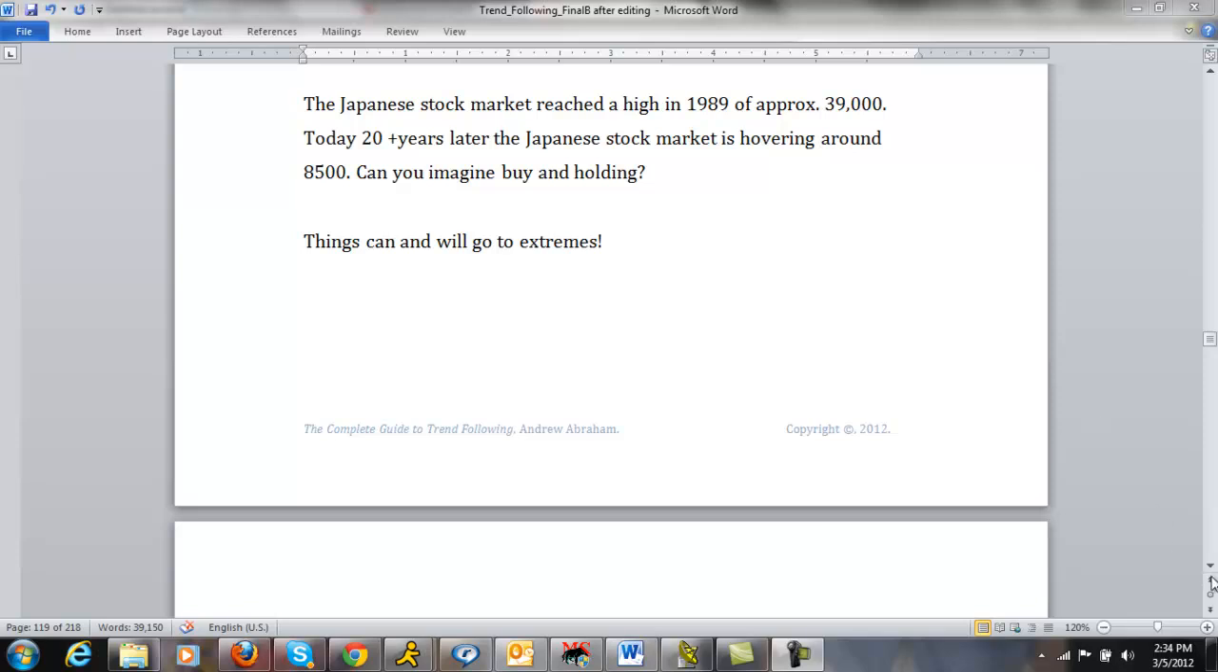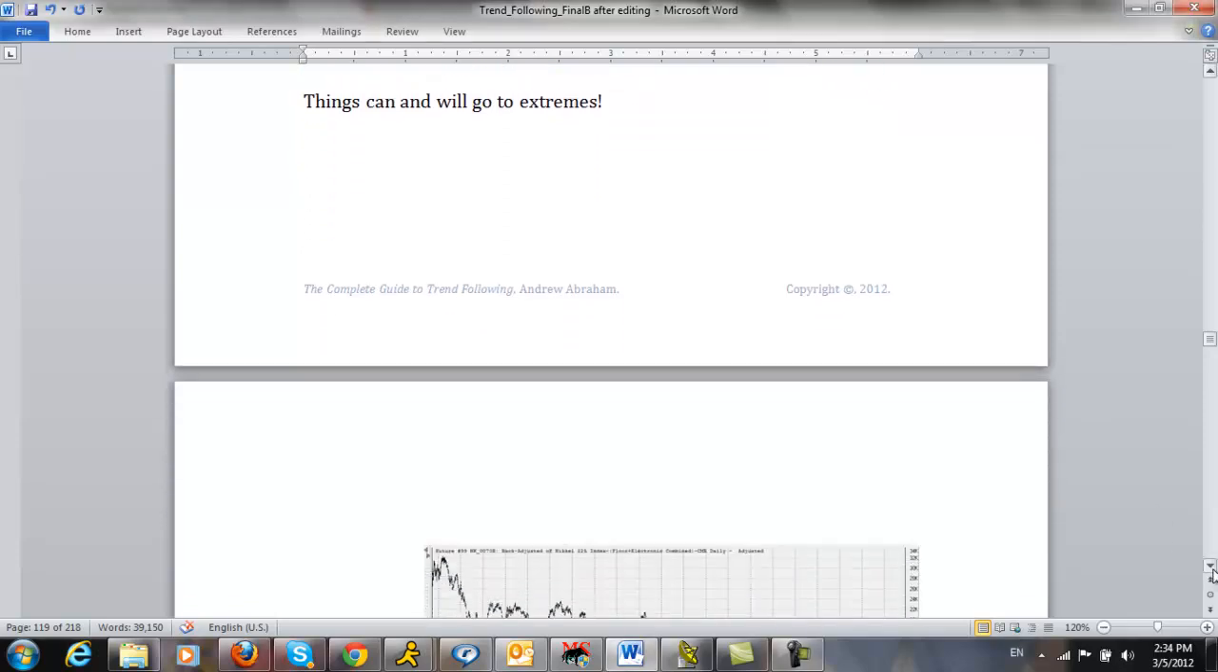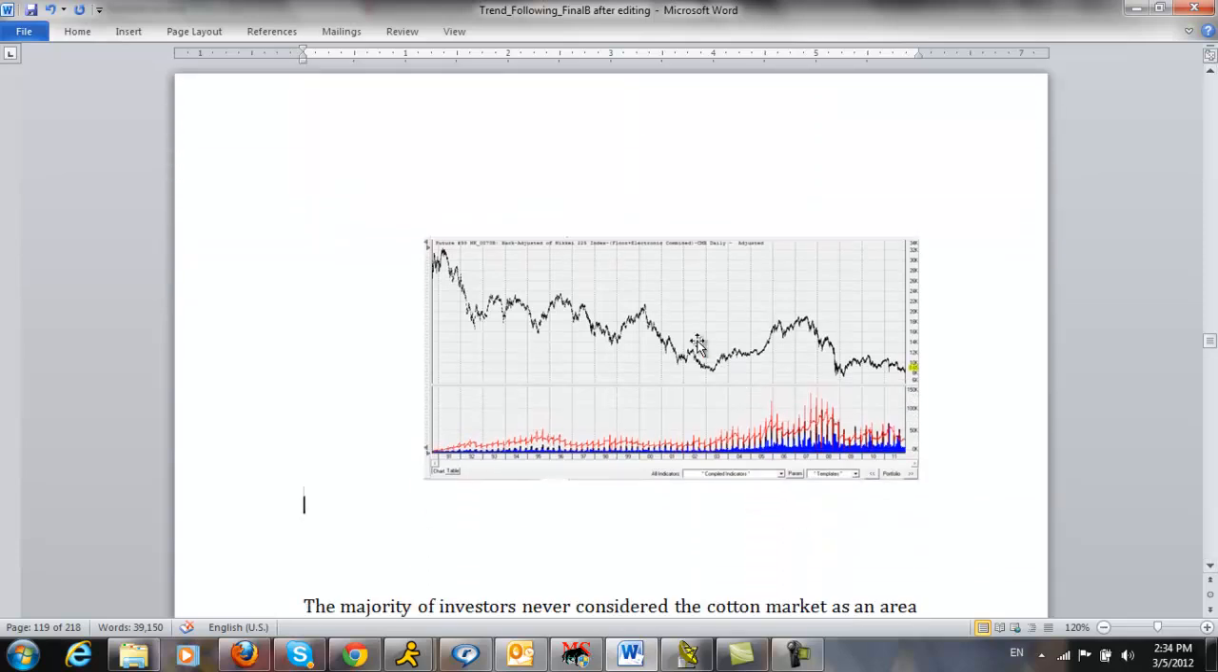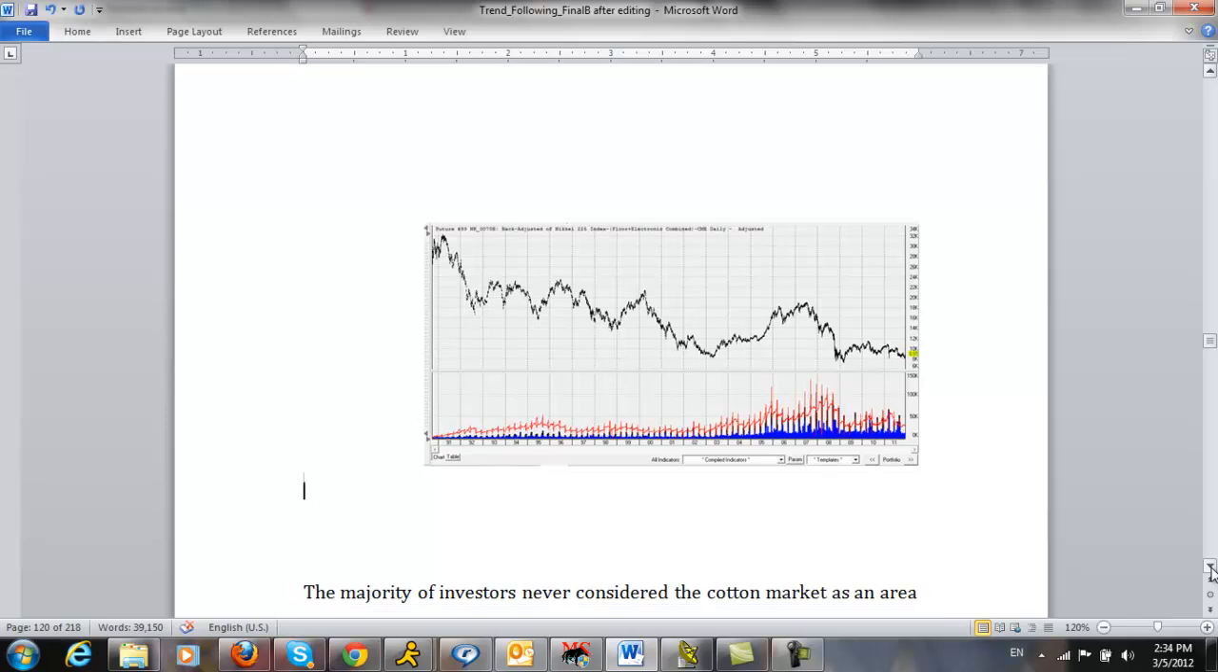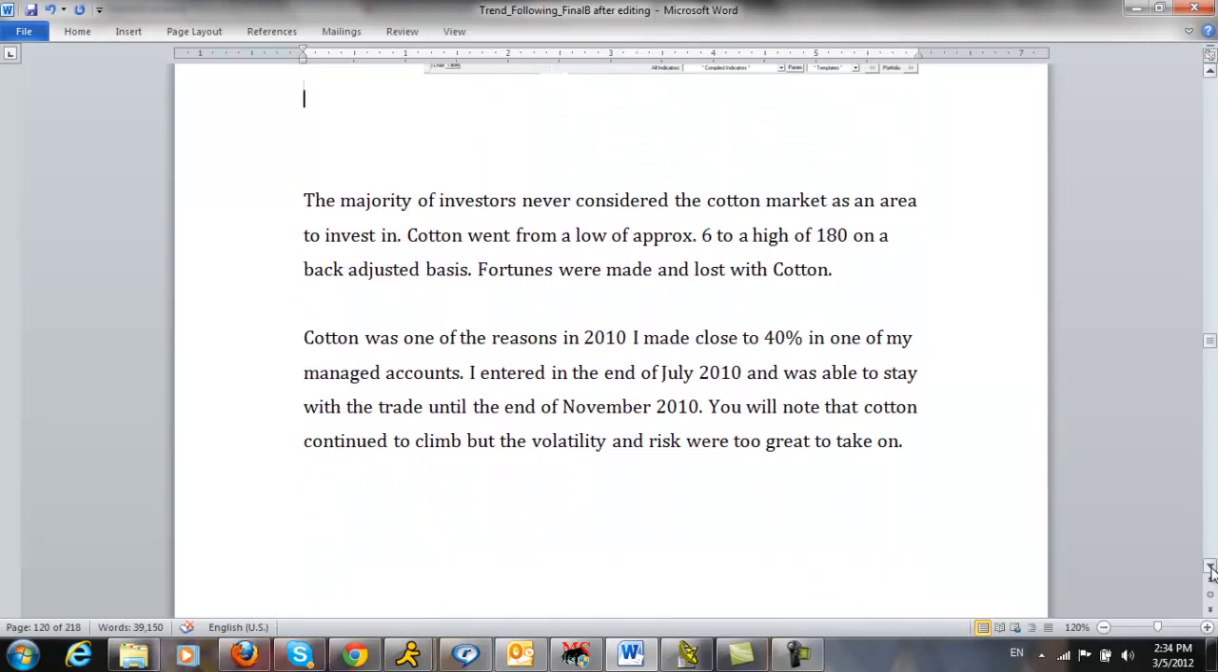Let me show you the chart of the Nikkei. It's just shocking. This is where it was, and this is where it went. Imagine buying and holding. Same thing with the NASDAQ. How many people remember the NASDAQ at its highs? Again, anything can happen with any chart.